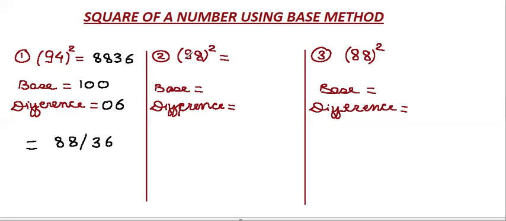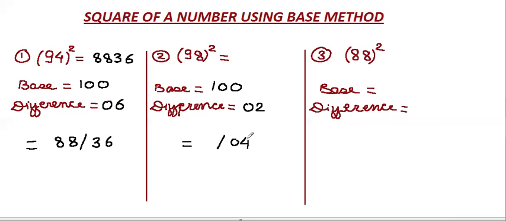Let's take another example. Suppose we want to find the square of 98. So what is the base? Same, base is 100. Now what is the difference between 98 and 100? So 98 is 2 digit lesser than the base. So we will write here 02. Okay. Now same thing we will do in 2 parts. Here we write the square of the difference. So square of the difference is 04.